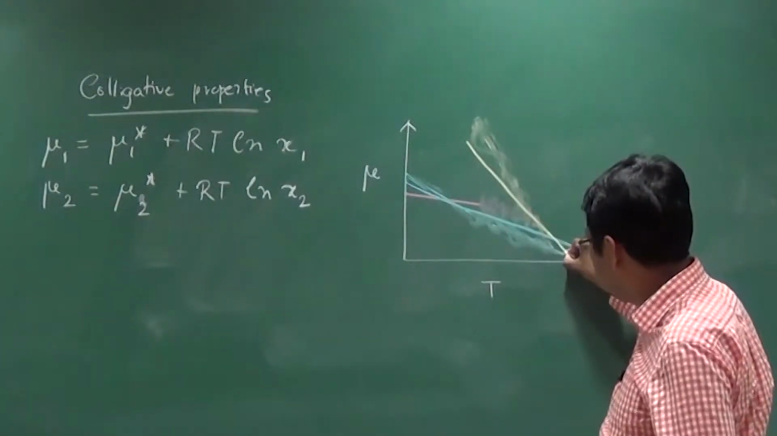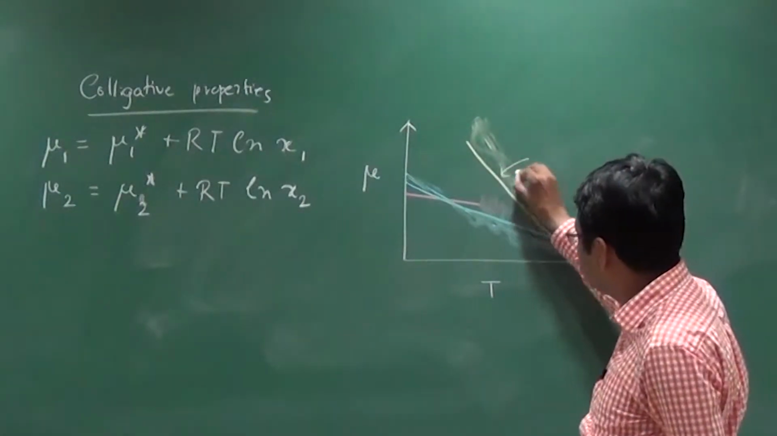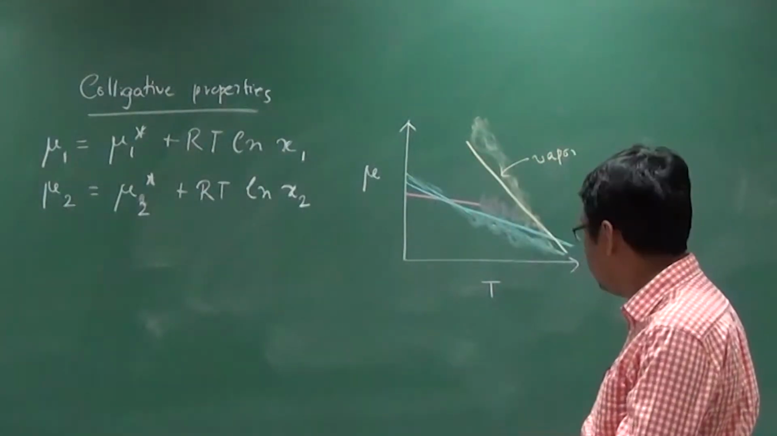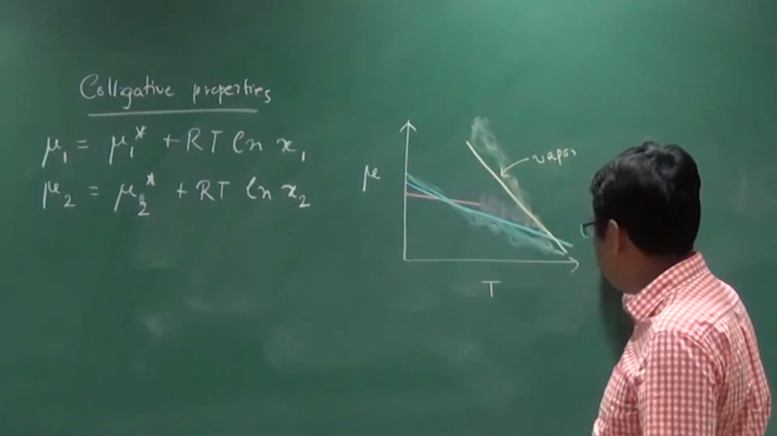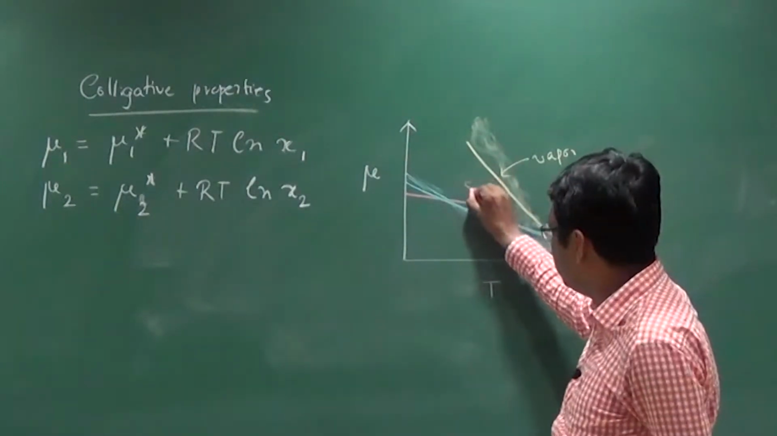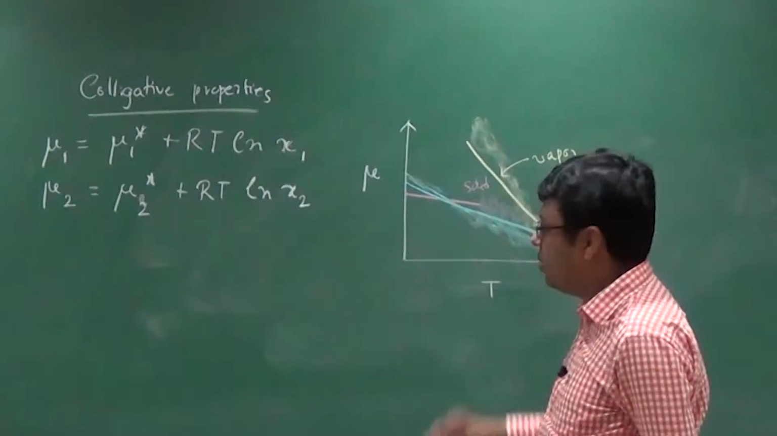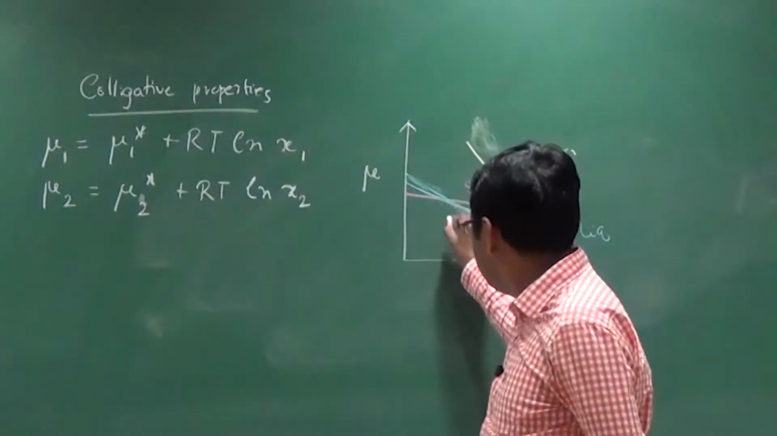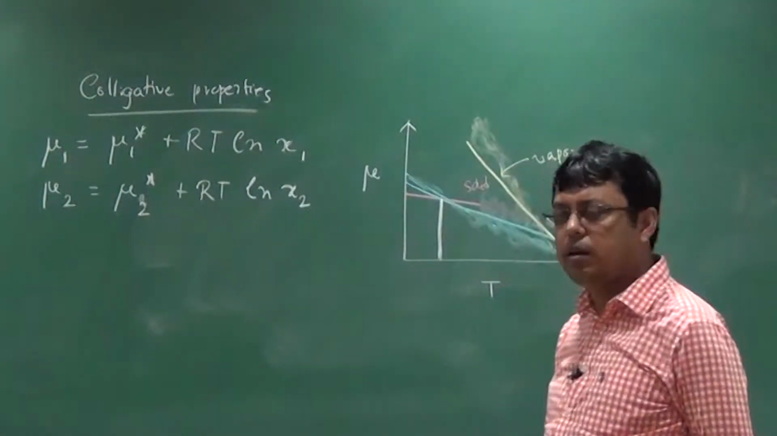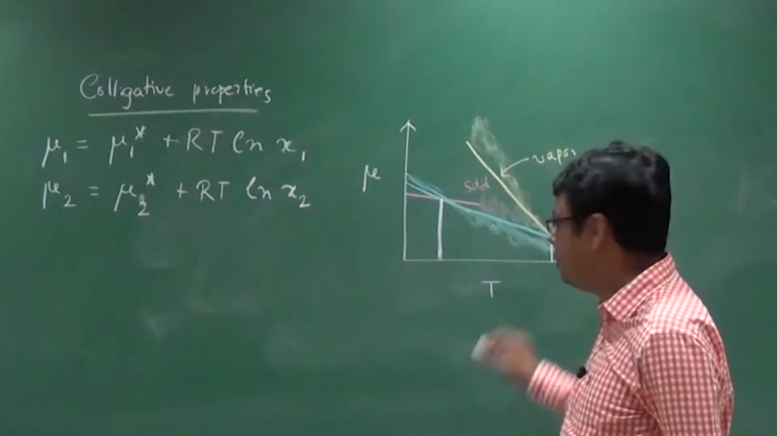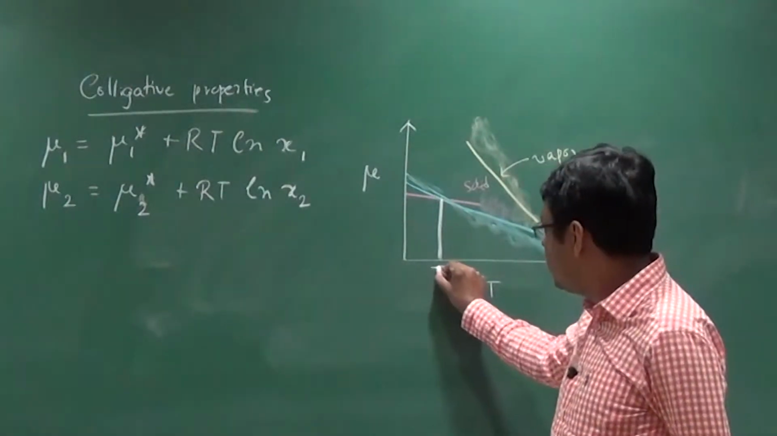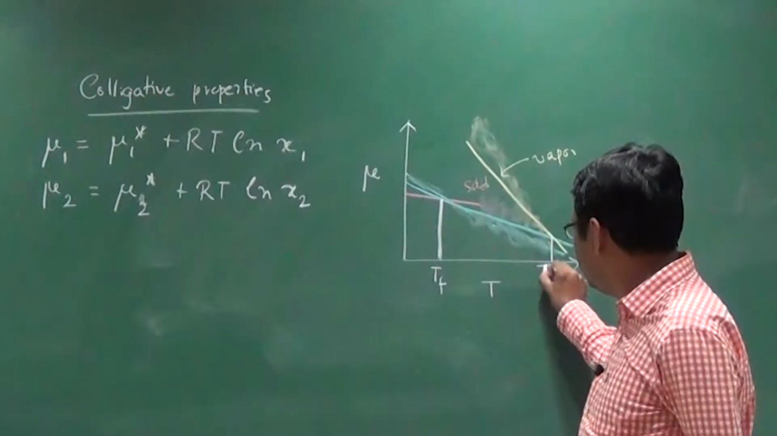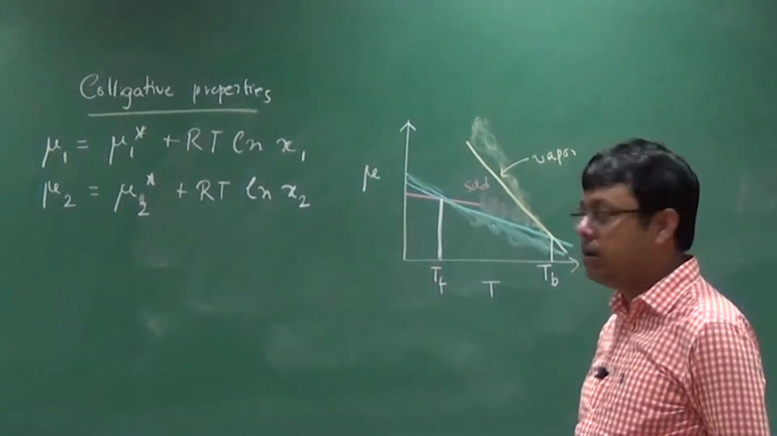Okay. So the yellow line is for vapor. The blue is for liquid and the red is for solid. Now the question is, what is my melting point here? Here, right? Freezing point or melting point. And what is my boiling point? It is here. Okay. So I'm just calling it TF. F stands for freezing point, or you can write it as TM. Okay, and TB for boiling point. Right?